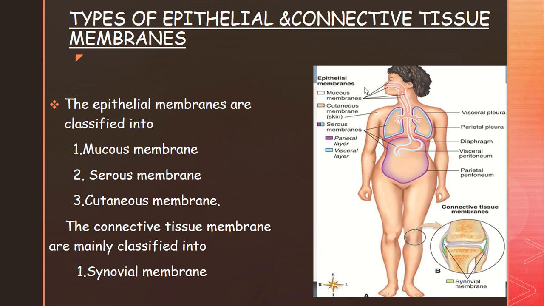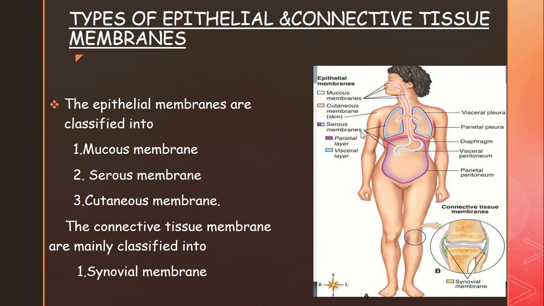As you can see in this diagram, of the epithelial membranes the first one is the mucous membrane, the white one. It is lining the nasal tract, the mouth, the esophagus, the bronchus, the stomach, the lungs, everywhere. So this is the mucous membrane. The cutaneous membrane is also called skin. Skin is the normal term which we use for the cutaneous membrane.